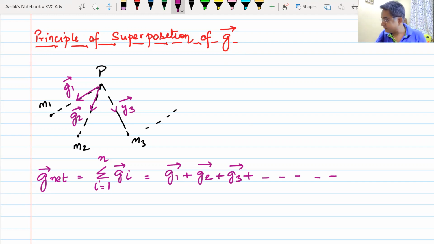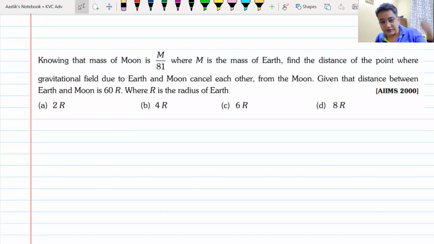Okay. Do we understand this? Yes, sir. Now, whatever formula we have seen for gravitational field is only valid for point masses, or we can say it is also valid for a larger body if the distance is very, very large. Do we understand this? Yes, sir. Okay? Then this question, a very difficult question based on this, was in the JEE that I gave.